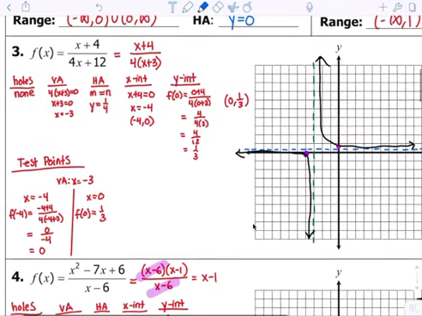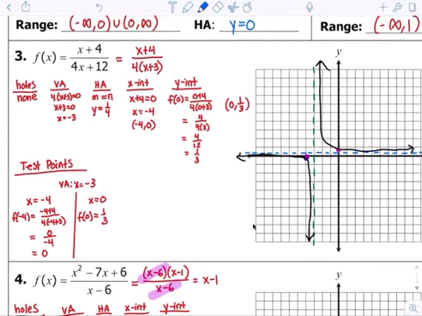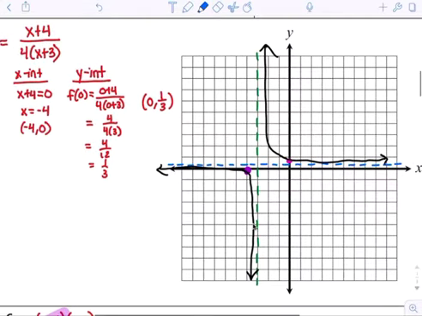Now I have to test a point to the right of the vertical asymptote. I'm just going to do 0, and I found that earlier, which was the y-intercept. So I know the y-intercept resides in this box, which is the reason why I know that the graph is in there.